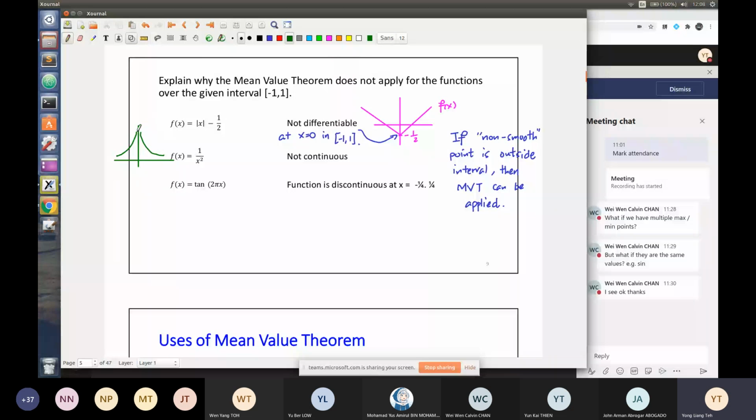Okay, so 1 over x squared, as you can see here, is not continuous at x equals 0, and that is also inside minus 1 to 1. What about if I change my interval to 1, 2? Can you apply the MVT to 1 over x squared? I repeat again: if I change this interval to 1, 2, can you apply the MVT to this function 1 over x squared to find some point C?